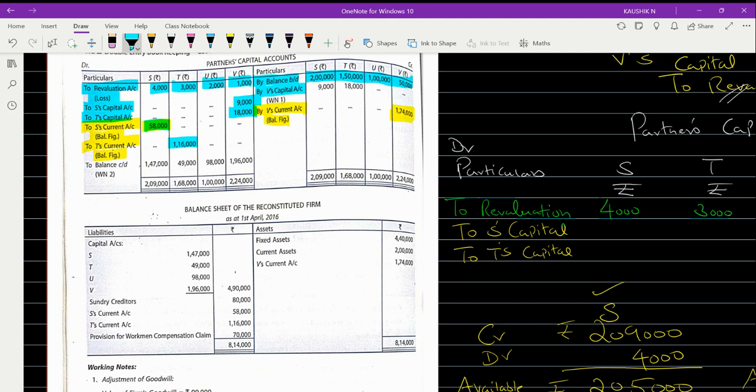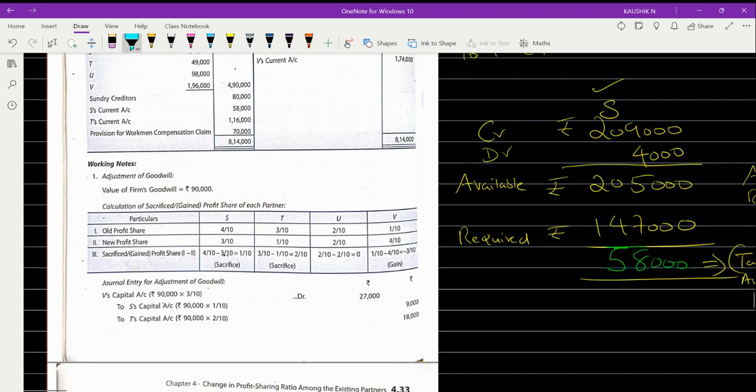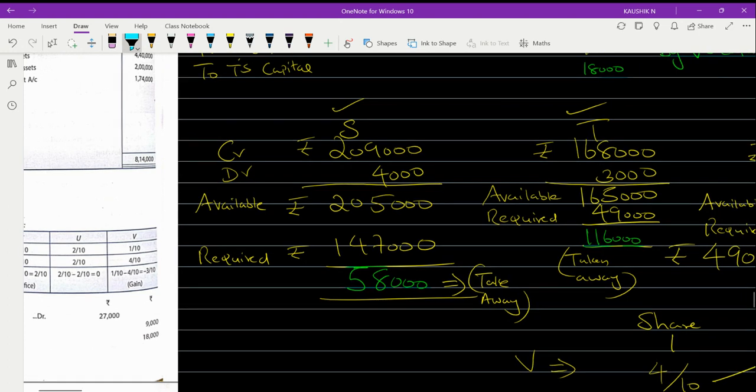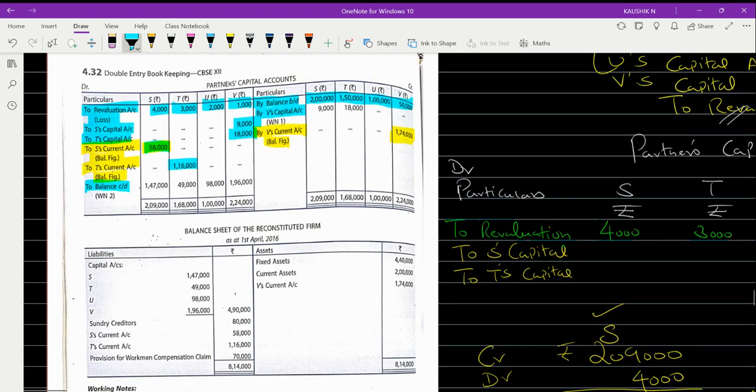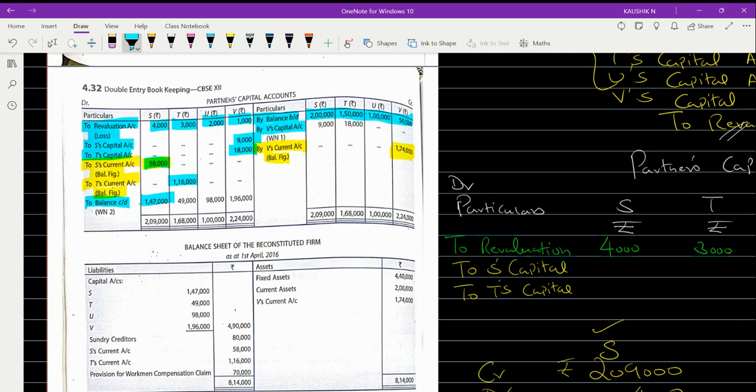Okay, once you're done with this, you will have to close the account. So you'll mention here the balance carried down. Here we have already found out how much is the required balance in each of the partners' cases. So in case of S, it is 1,47,000. That will be the closing balance, 1,47,000.